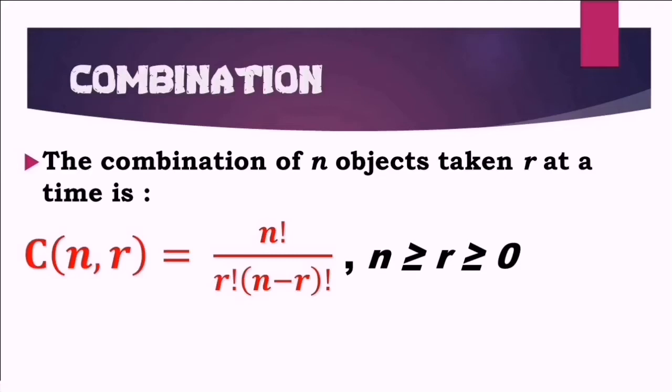So, combination of n objects taken r at a time is equal to n factorial over r factorial times the quantity of n minus r factorial, where r should be greater than or equal to 0 and less than or equal to n.